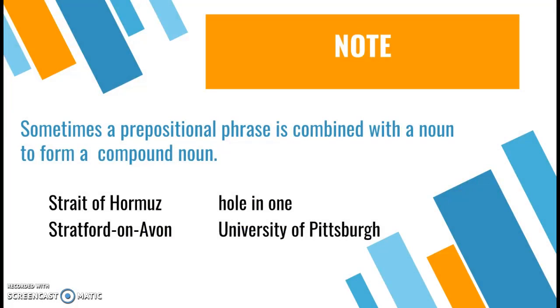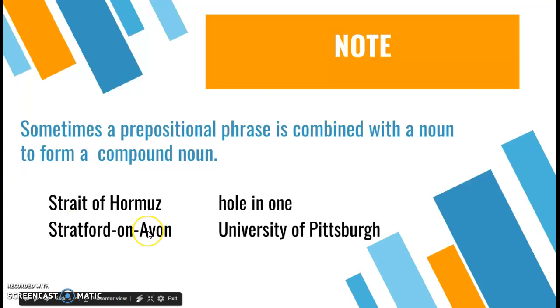Sometimes prepositional phrases in that last example are part of a proper noun or part of a compound word. So it just kind of is the whole thing now. So for example, Strait of Hormuz. Of Hormuz is telling us which strait or where the strait is, but that is actually the proper noun, the proper name of the strait. We don't just call it the strait and then someone says where.